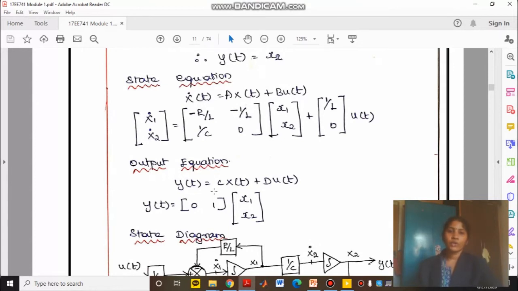After this we need to draw the state model. When you solve the problem, first you have to identify the number of energy storage elements. After identifying them, according to that we need to write the state variables. If it is an inductor, your current will be the state variable. If it is a capacitor, voltage is going to be the state variable. Once you have written the state variable, you need to write the first order differential equation, because the state variables are always represented using first order differential equations.